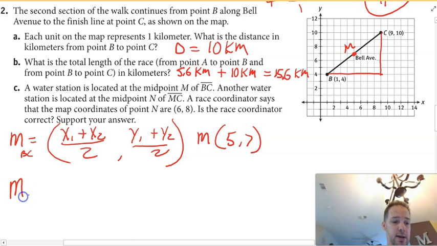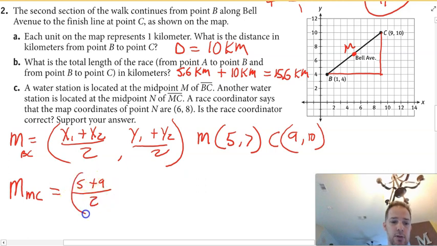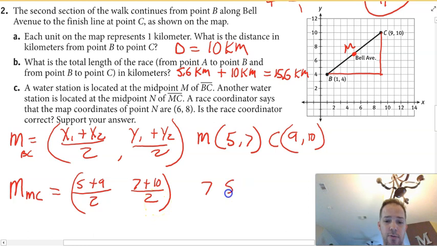So the midpoint of MC is going to be the same thing, but now I'm using M and C. So C was at 9, 10. So I'm going to use the x coordinates, 5 plus 9 over 2, 7 plus 10 over 2. So I get 14 over 2 is 7, and 8.5. So N is 7, 8.5.